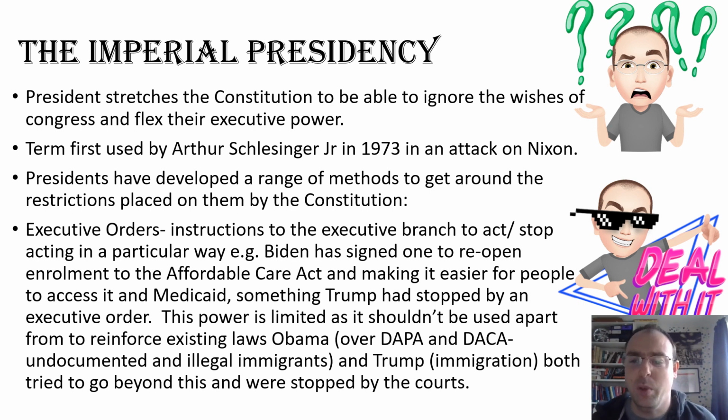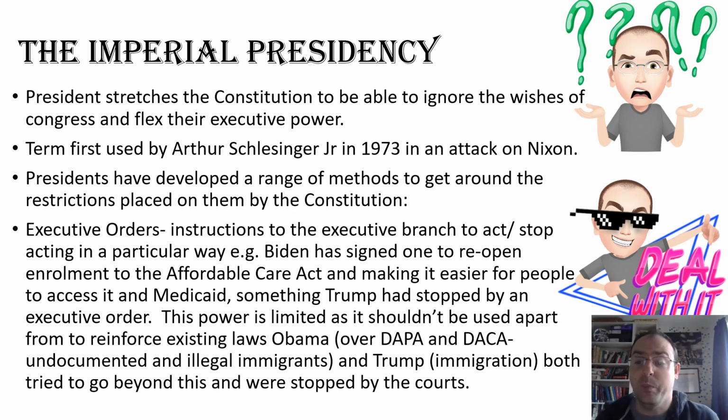The power of the president had become kind of all-encompassing. We do see elements of it today. One of the big bits of this is executive orders. So these are instructions to the executive branch to either act or stop acting in a particular way, to do particular things, and it avoids taking things through Congress.